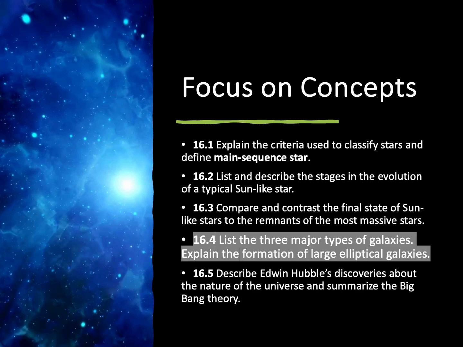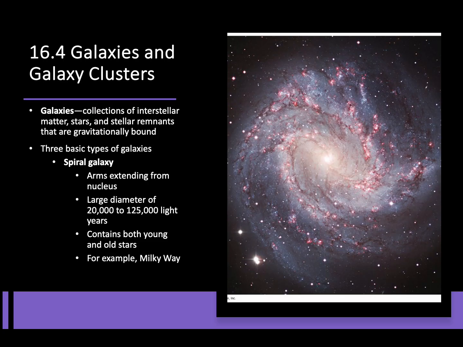We live in one galaxy, the Milky Way galaxy, but there are probably millions, if not billions, of other galaxies within our universe. So we need to be able to define what types of galaxies we see throughout. For a galaxy, this is going to be all of our interstellar matter. All of our solids, all of our gases, all of our liquids, the stars, the stellar remains, everything that's gravitationally bound to a central point.